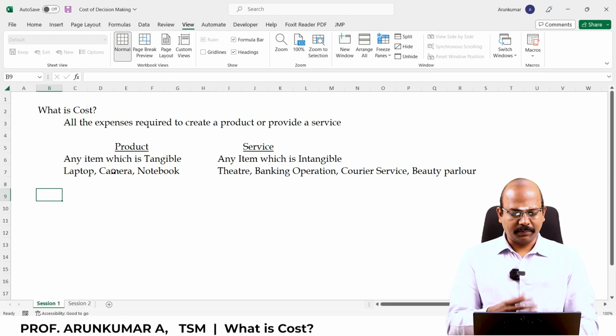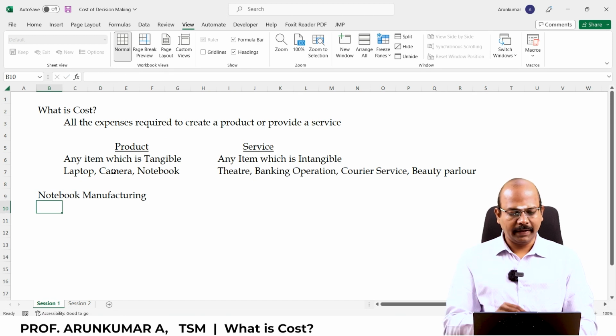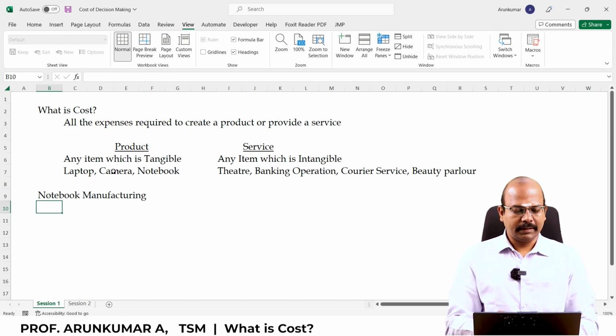Example: suppose we are going to manufacture notebooks. For manufacturing a notebook, the various costs involved will be, the predominant cost is paper.